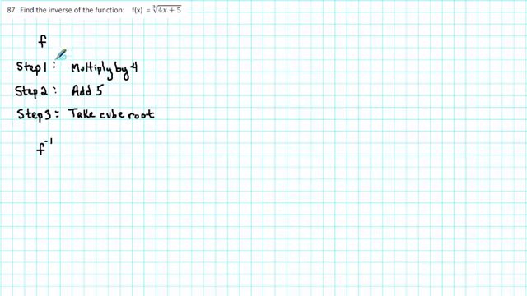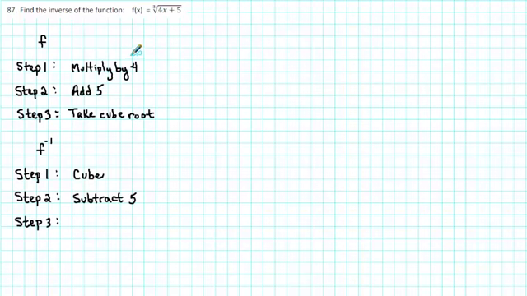Now that we've written out the process for f, we can write the process for f inverse. We reverse the order and apply the inverse operation at each step. So we start at step number 3 and we think of the inverse operation of taking a cube root. Well, the inverse operation is to cube. Then we think of the inverse operation of adding 5. That's subtracting 5. And finally, we need to undo multiplying by 4. That's dividing by 4. So to find f inverse of x, we just apply the 3 steps.